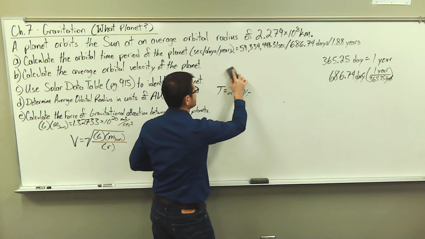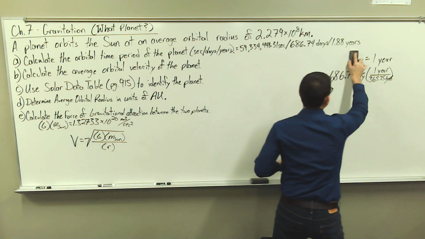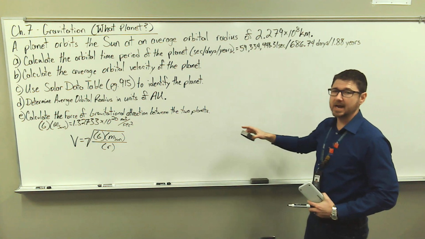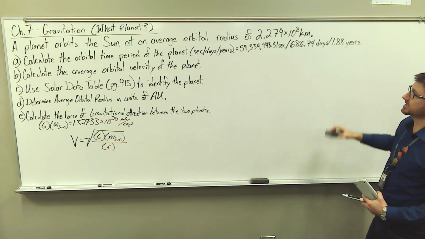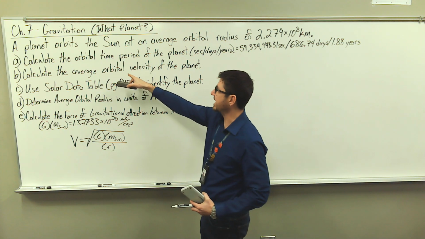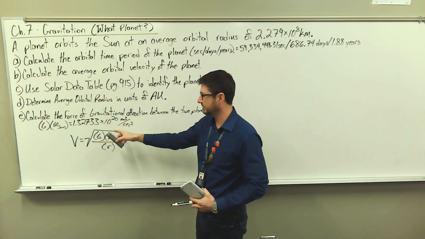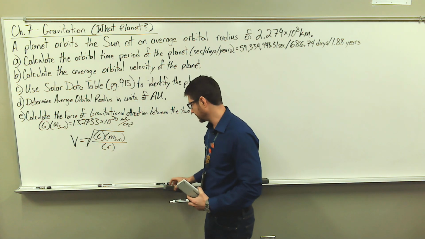So we have the answer for A. We calculated the orbital time period of our unknown planet in units of seconds, days, and years. Now let's calculate the average orbital velocity of the planet. Here's our equation that we're going to use.